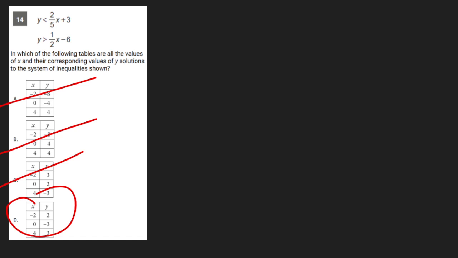And we plug in x equals 0. Y is greater than negative 6. Y is less than 3. That's right. When I plug in 4, y is greater than negative 4 and it's less than something plus 3, so it has to be D.